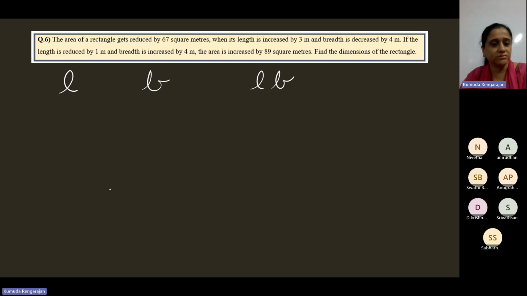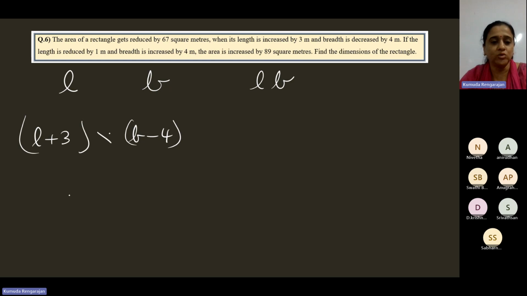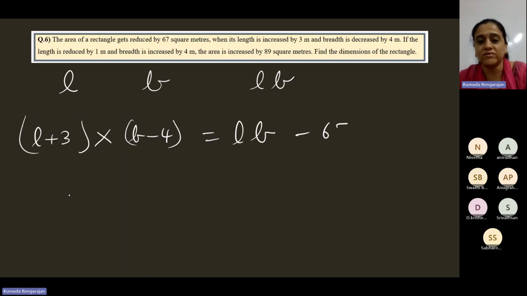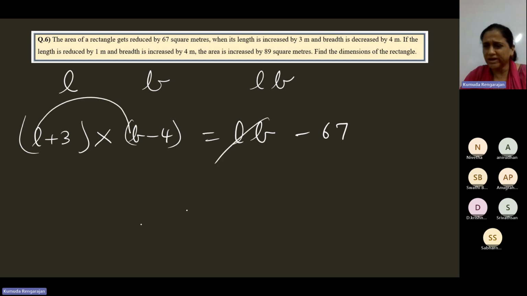Area can be altered. Original length L, original breadth B, original area L into B. Now the new length is this one. What's the new breadth? This one. What's the new area? New length into new breadth is equal to new area. What's the new area? Original area minus 67. Here also when you open the bracket, you'll get L into B, LB. That LB and this LB will get cancelled. So you will get an equation in L and B, or X and Y.